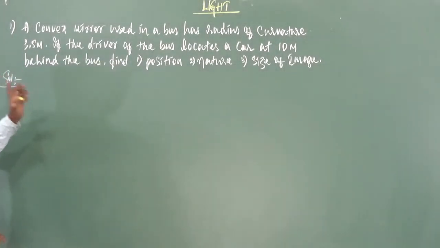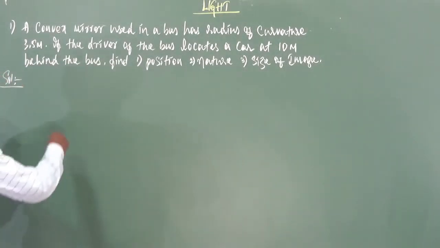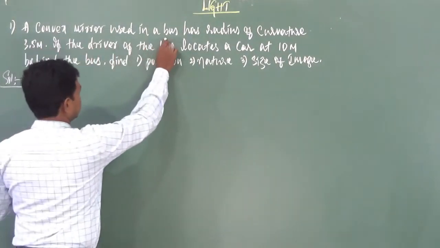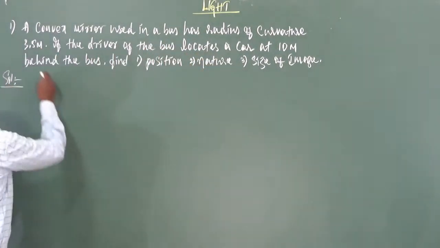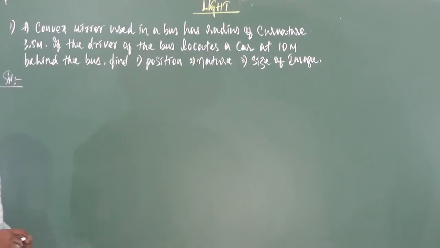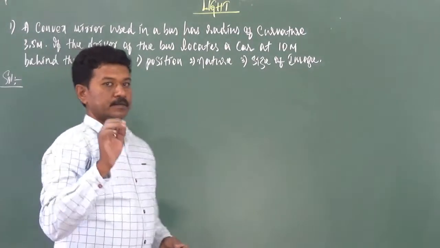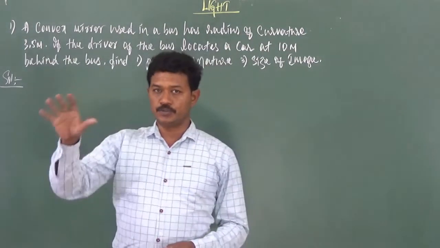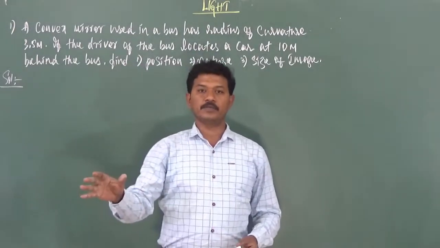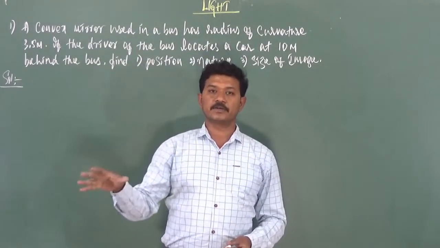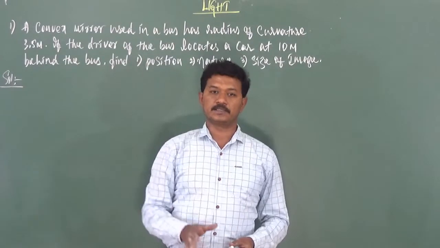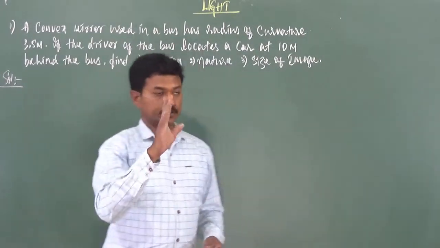So based on that, we will be going with this problem. A convex mirror used in a bus has radius of curvature 3.5 meters. So here, the convex mirror used as the rear view mirror of the bus has the radius of curvature 3.5 meters. It is in meters, you should remember this.